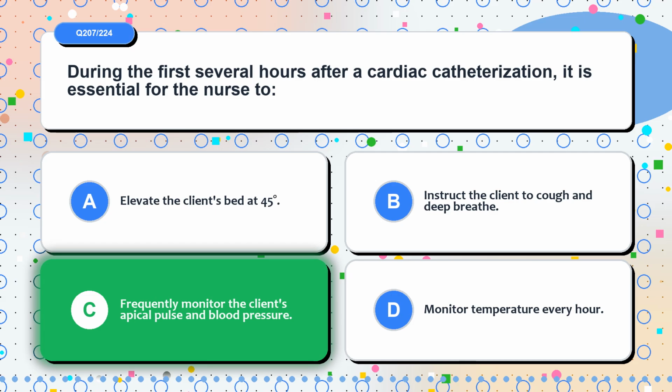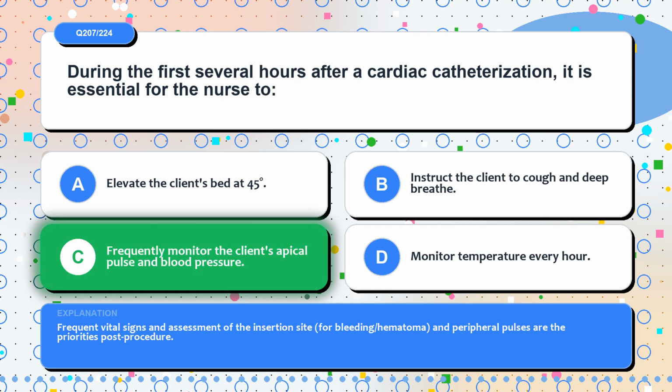The correct answer is option C. Frequently monitor the client's apical pulse and blood pressure. Frequent vital signs and assessment of the insertion site for bleeding or hematoma and peripheral pulses are the priorities post-procedure.